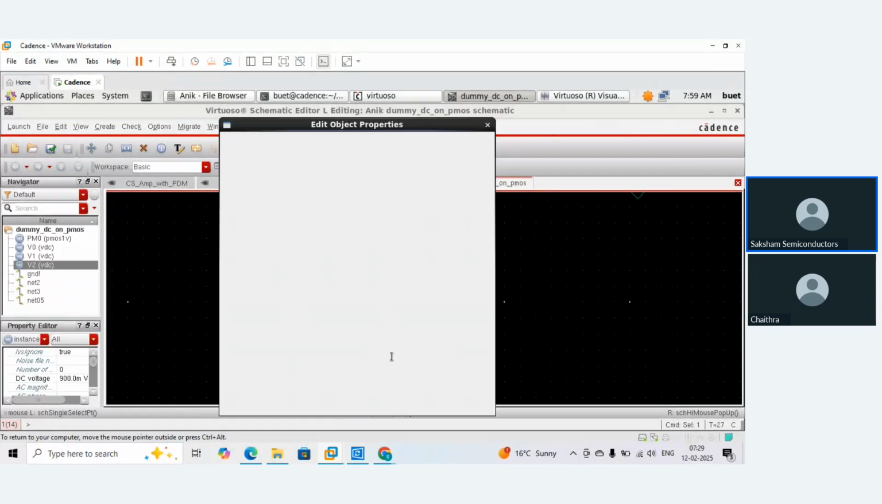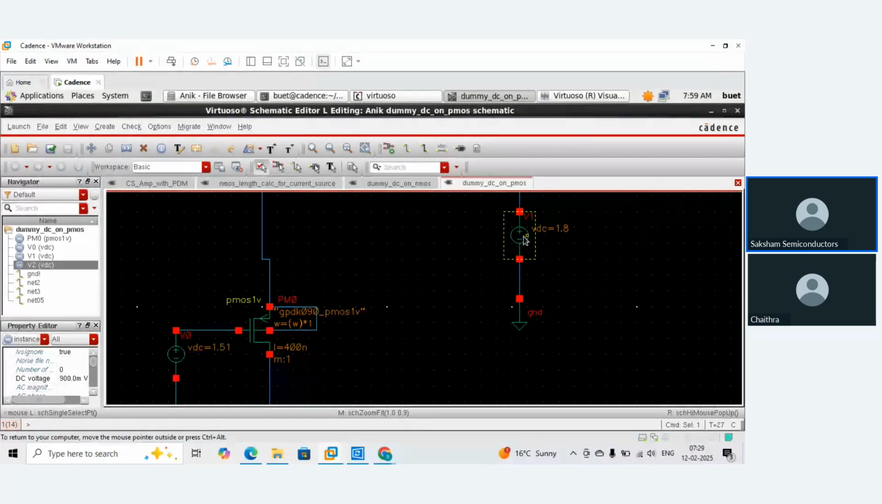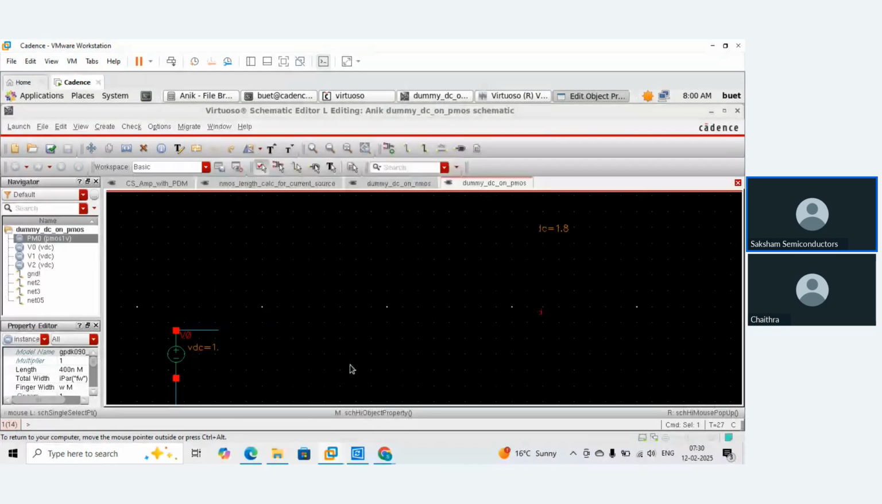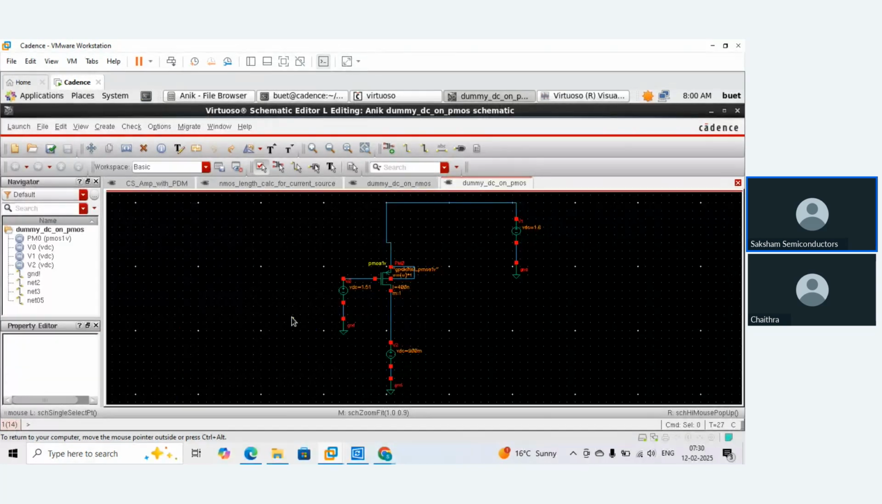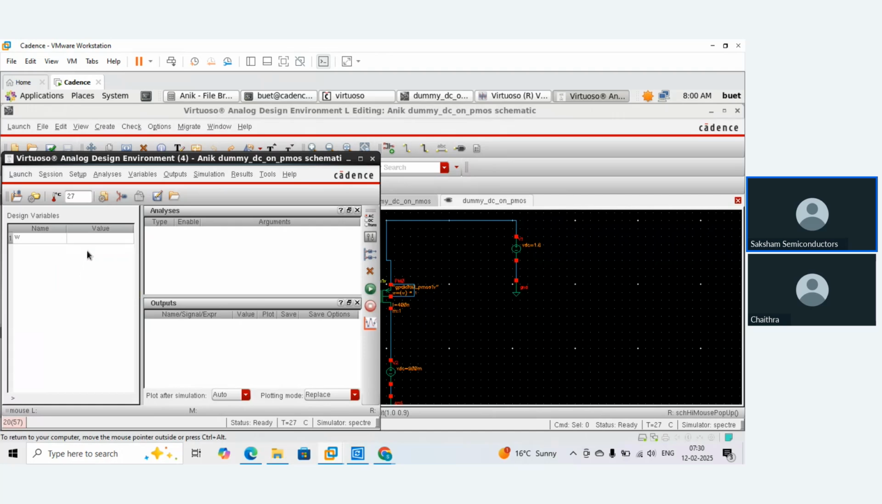This is my DC supply, and the source is at 1.8, and then the gate should be at 1.51, again the DC supply. And my width, again I am going to put it as a small w, because I'm going to find out the width for this value of L. Pressing F would fit it into the screen. Check and save, launch ADL, copy from cell view. I'll give the initial value for W as 2 micrometer.